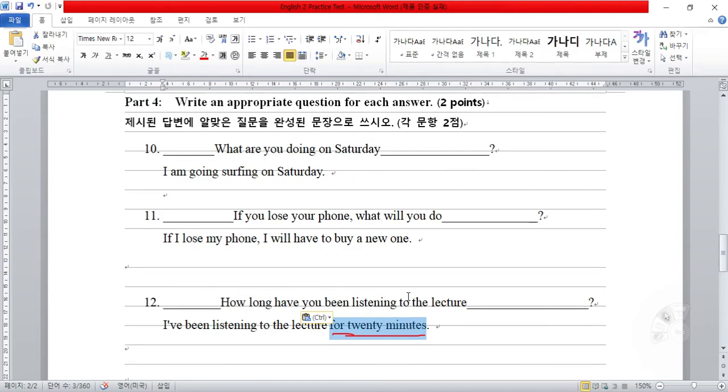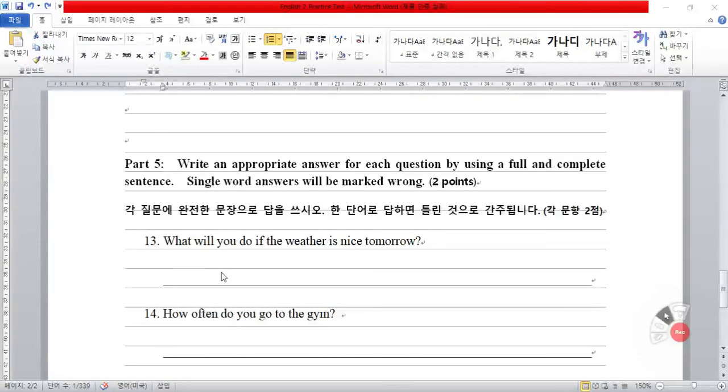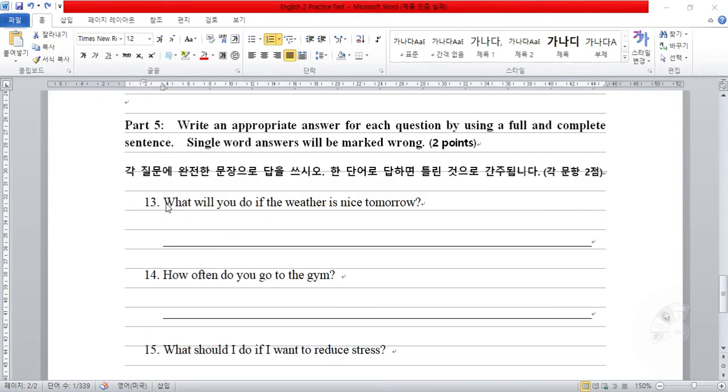Let's continue down to the last part, part 5. Much like part 4, you will have 2 points for each answer. We're giving you more time to answer the question, so you have more time to think about how you're going to answer it. So do your best in these answers, and we'll look at how to answer these 3 examples. Now, please understand these questions are not on the test. There'll be questions from the book or similar questions that we studied in the book.